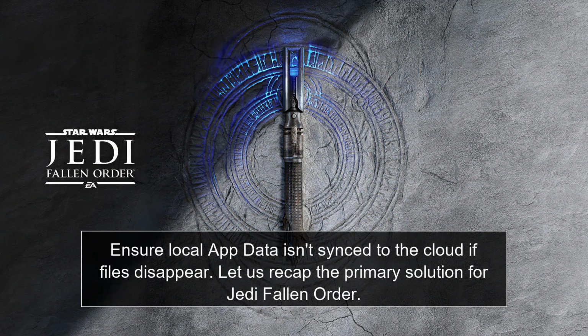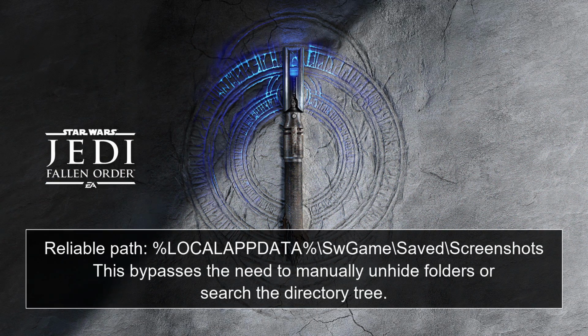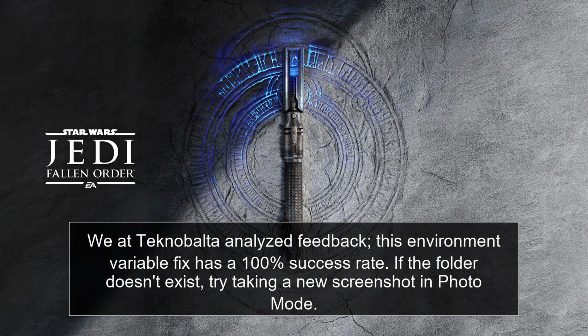Let us recap the primary solution for Jedi Fallen Order. The most reliable path is %LOCALAPPDATA%/SwGame/Saved/Screenshots. This bypasses the need to manually unhide folders or search through the directory tree. We at Teknobalta analyzed the community feedback, and this specific environment variable fix has a 100% success rate.